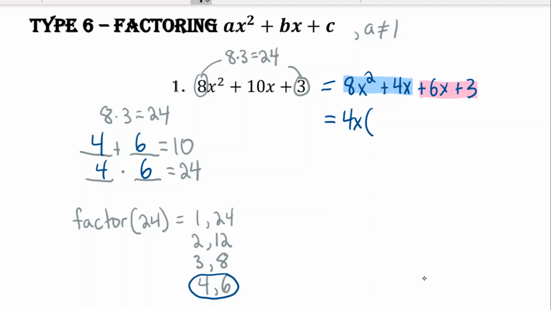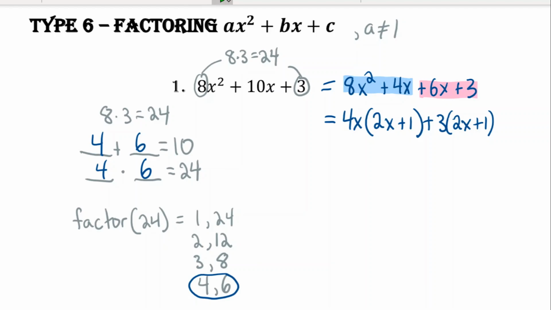4x times 2x gives me 8x squared. 4x times 1 gives me 4x. And then on to the next piece. The greatest common factor of 6x and 3 is 3. 3 times 2x gives me 6x. 3 times 1 gives me the 3.